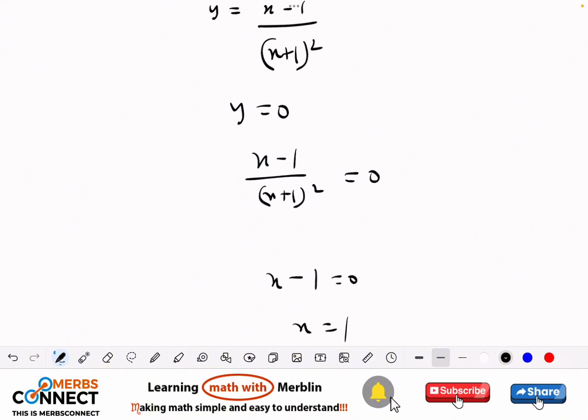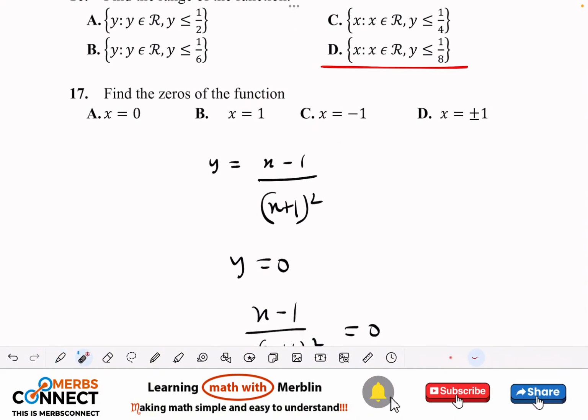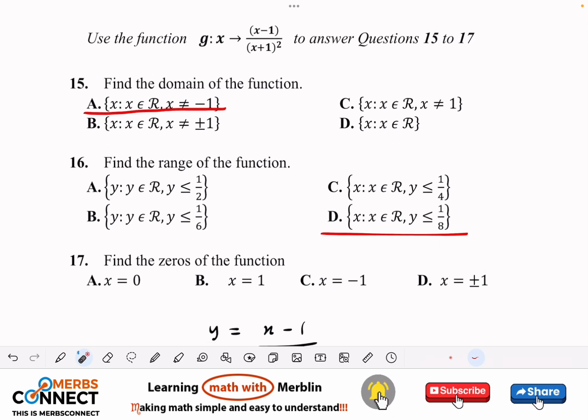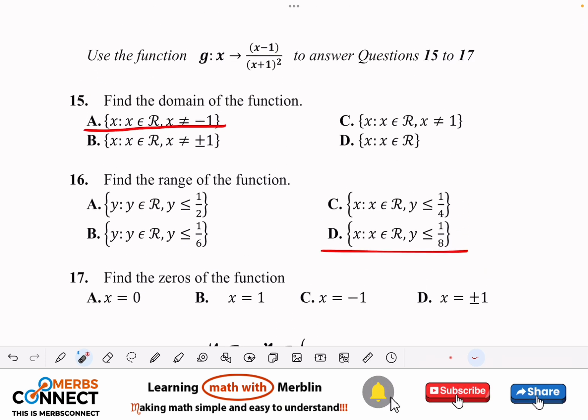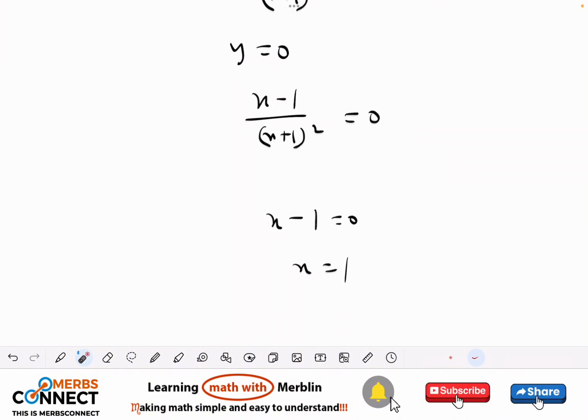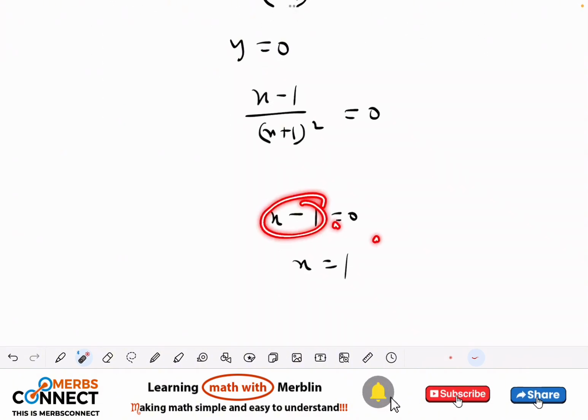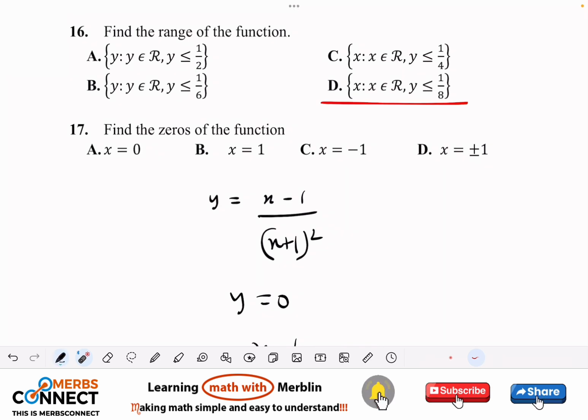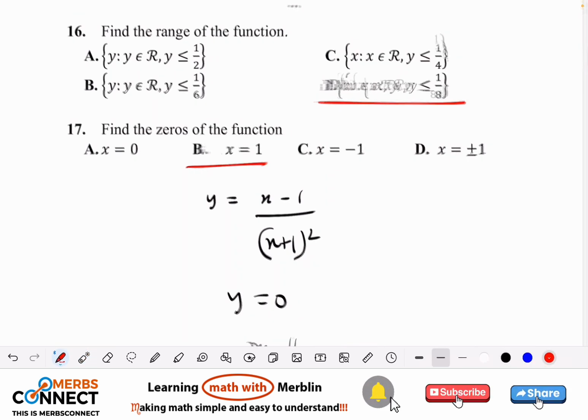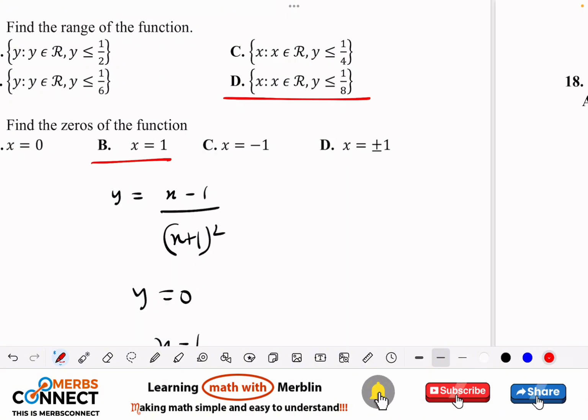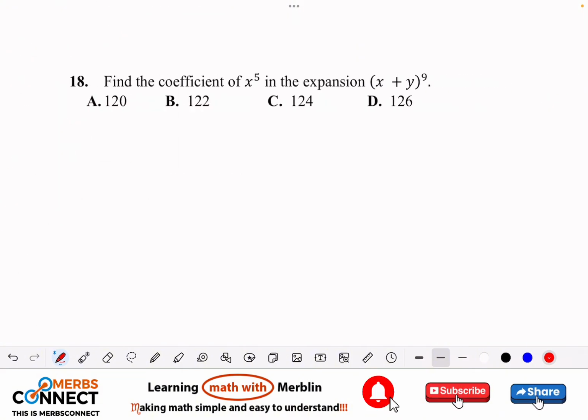So mostly when we are talking about zeros of the function, and the function is of the form, let me say, rational or a fraction like this, just pick the top and equate it to 0. So you saw that going through everything, it is just the top which is equal to 0, and we are getting it to be 1. So x here should be equal to what? 1. Right. Now let's look at question 18.